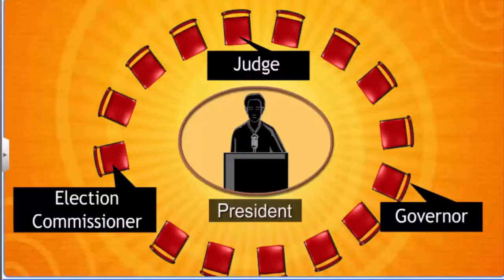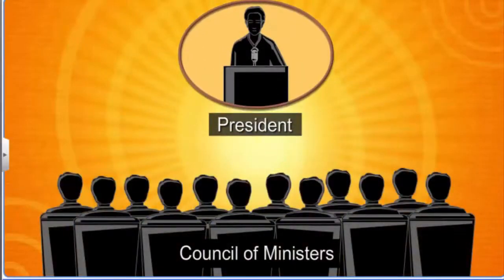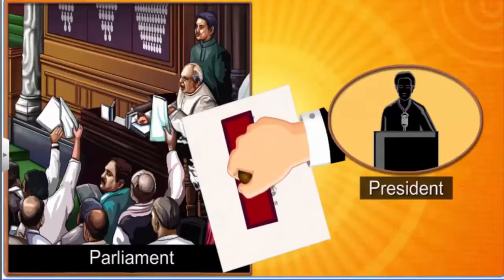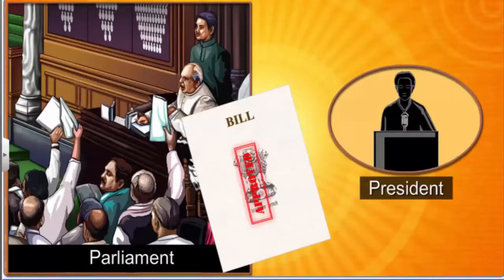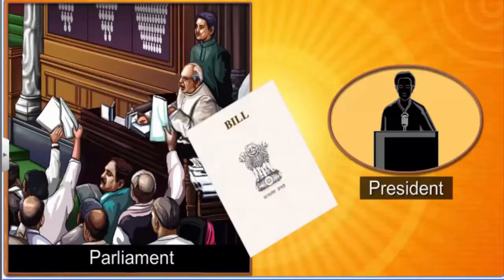All major government activities, policy decisions and laws are issued in the name of the President. The President takes all major decisions based on the advice of the Council of Ministers. Any bill passed by the Parliament becomes a law only if the President approves it. If the President wants, he or she can delay it and then send it again to the Parliament. If the Parliament passes the bill again, the President has to sign it.